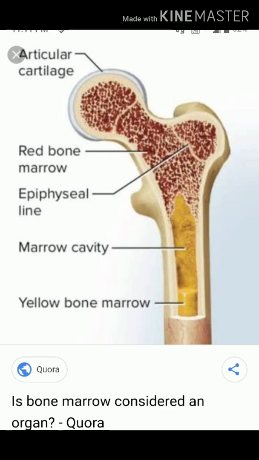They carry oxygen and food from one part to other parts, from the digestive system to other parts.